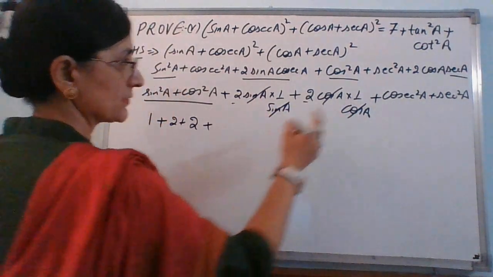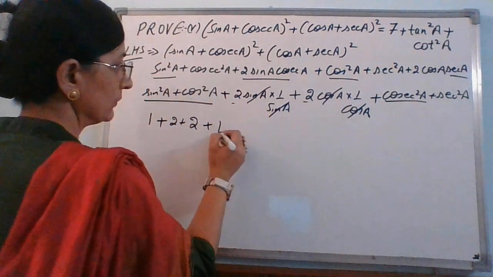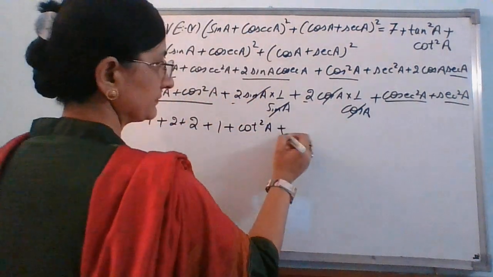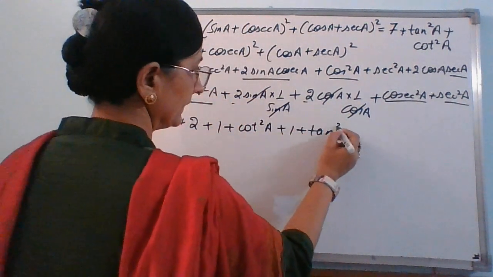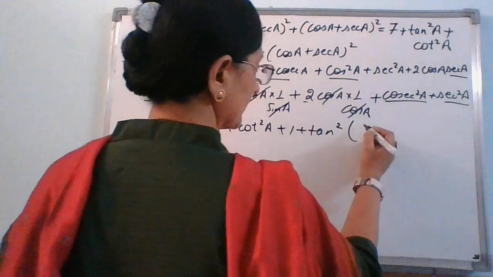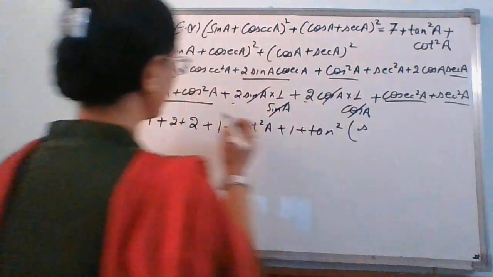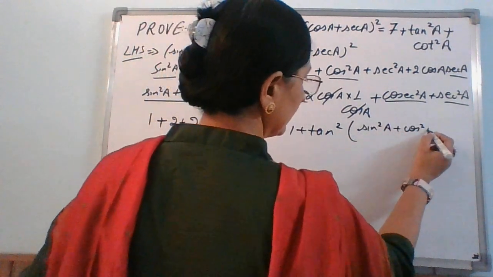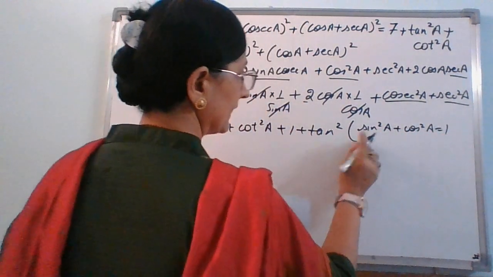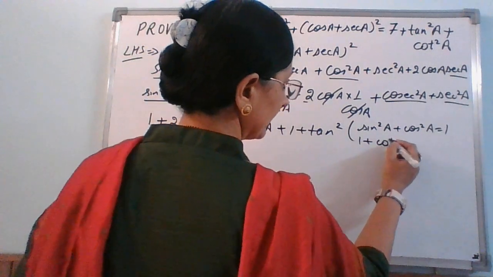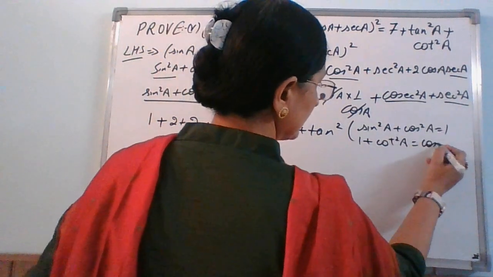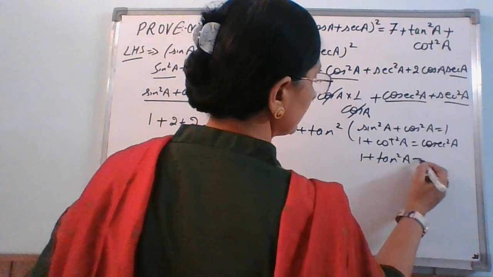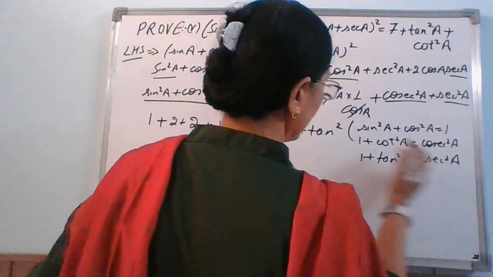अब cosecant square, I am using the identity here 1 plus cot square a, I am using the identity here 1 plus tan square a, right? So whatever you are using, you have to write here. First I use this identity here, sin square a plus cos square a, that is equal to 1. Then I use the identity 1 plus cot square a is equal to cosecant square a. Then I use the identity 1 plus tan square a is equal to secant square a, right?